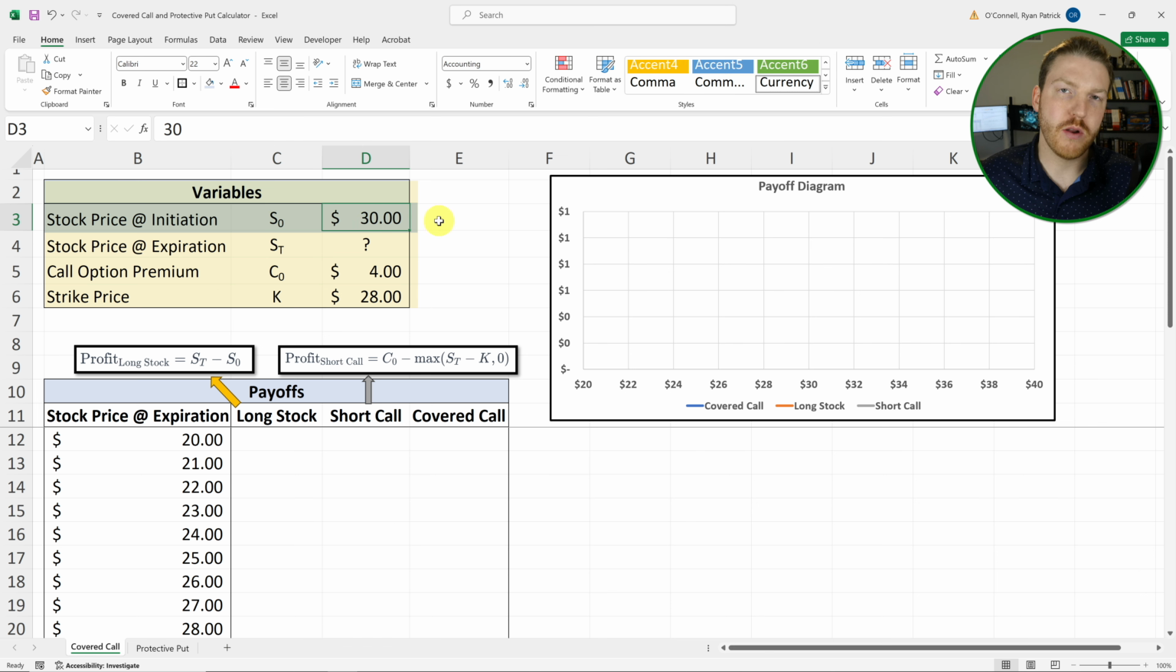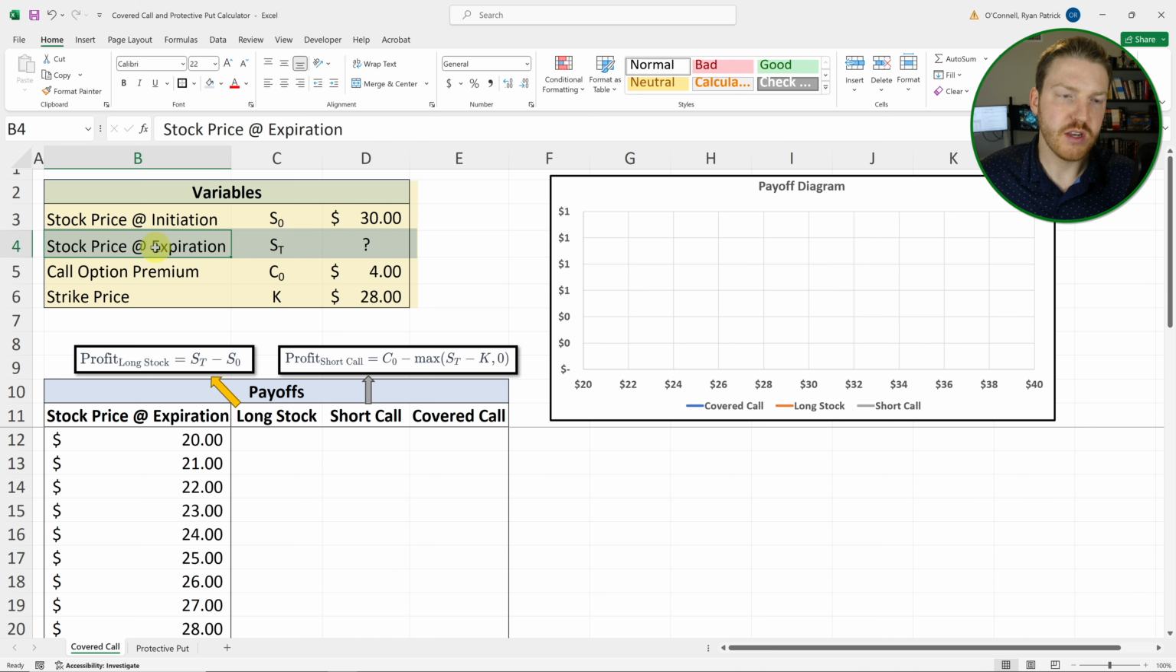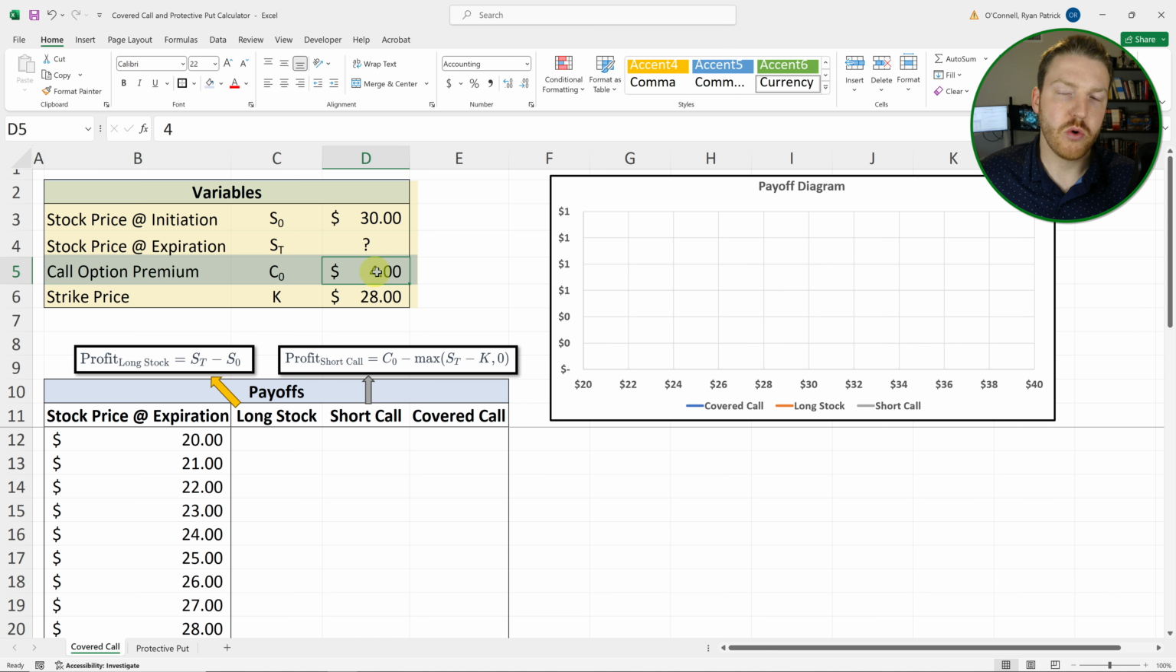So if we wanted to go out and buy one share of this stock right now in the market, it would cost us $30. Our stock price at expiration will be called ST, and we're actually going to be looking at a whole array of potential stock prices at expiration. The call option premium, which we'll denote as C0, is going to be $4.